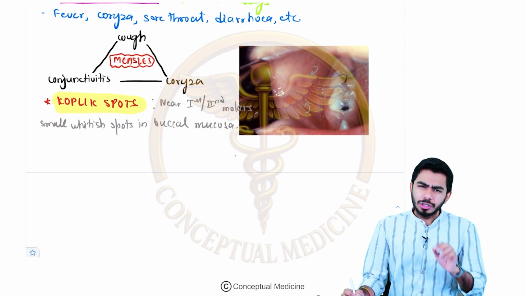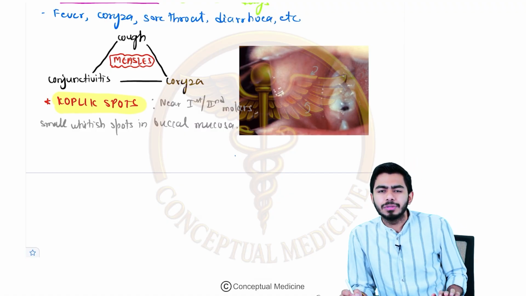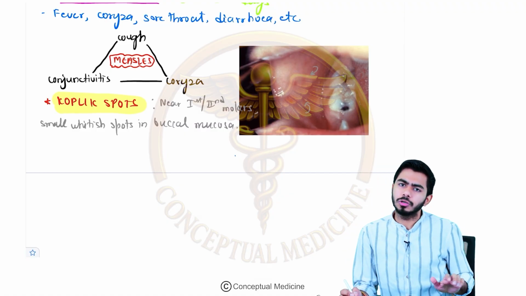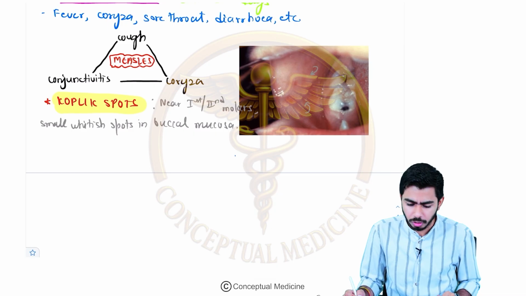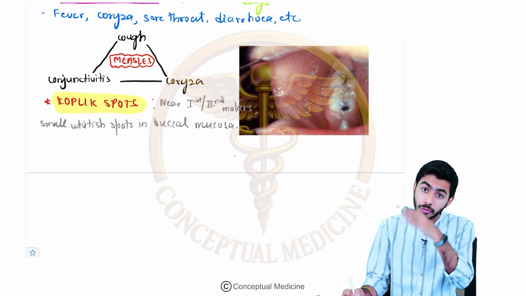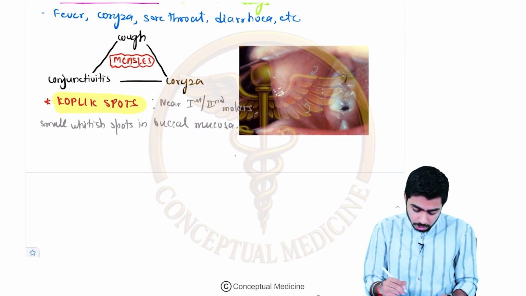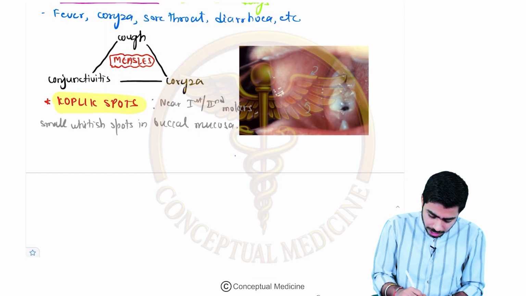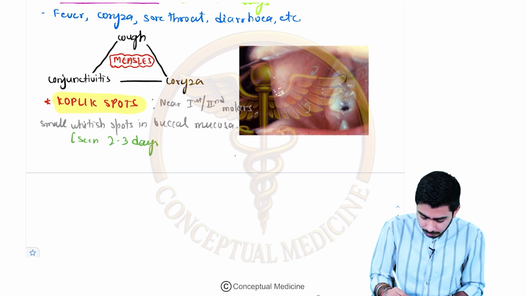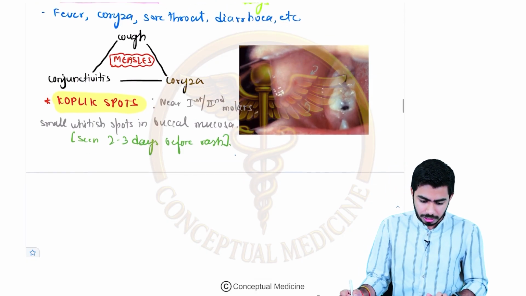Now, these are very pathognomonic of measles. If these kinds of spots can be seen in the buccal mucosa, then you are spot on and your diagnosis is very clear in your mind that you are seeing measles. Usually these spots can be seen before the rash, that is 2 to 3 days before the rash. So that is also a very prominent feature, I would say.